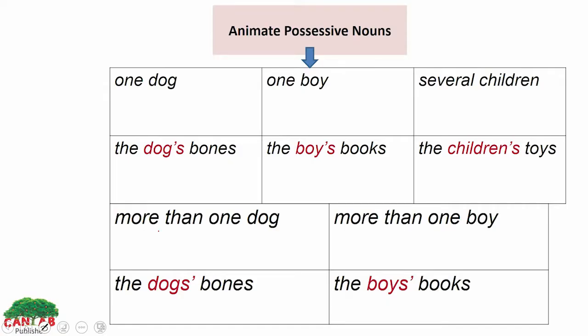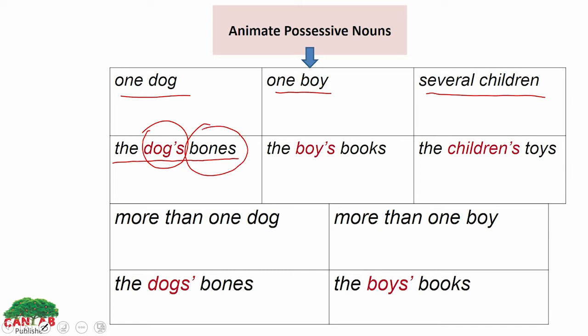Look at some examples of animate possessive nouns here. One dog, one boy, and several children. So what will be the possessive nouns? Animate, the living beings. Dog is a living being, the dog's bone. Here the possession is shown, the ownership is shown between the bone and the dog. The boy's book, here the boy is one. Here, children is an irregular noun. That's why it's not ending with s here.